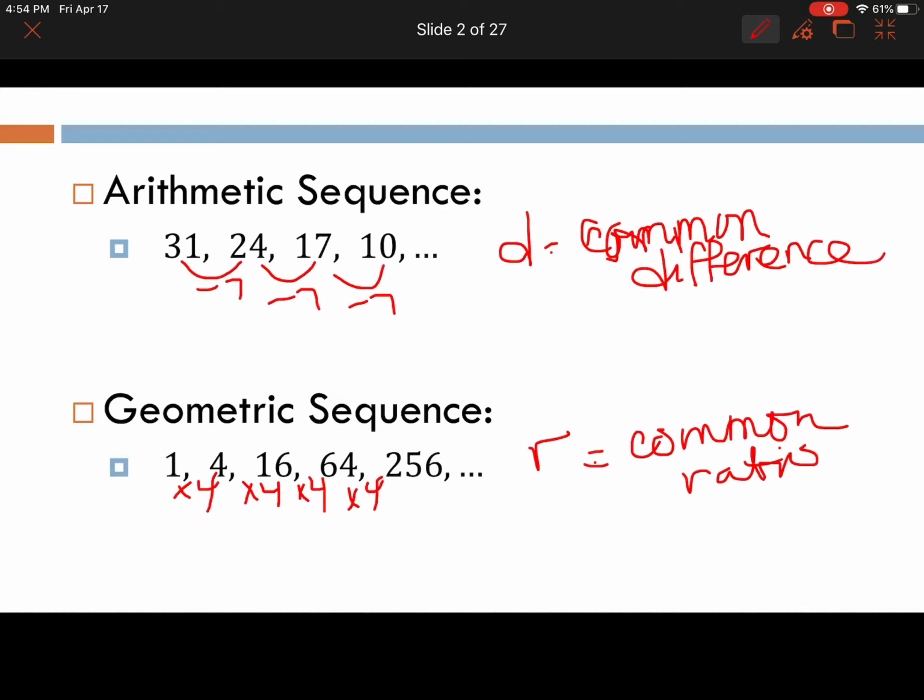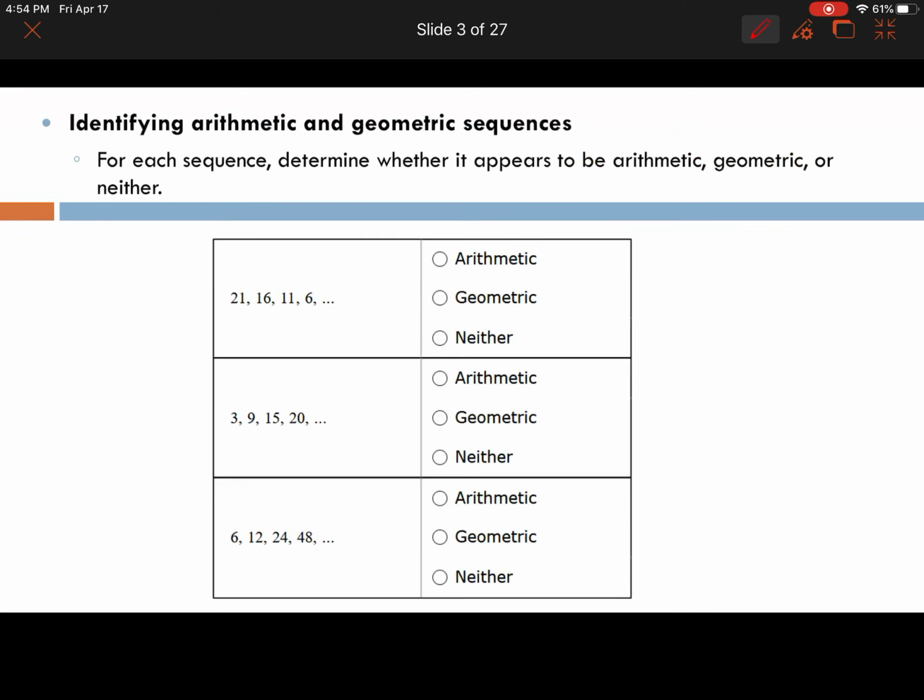So a ratio is a fraction, right? And so every time, if we look at each term and make a fraction of it divided by the previous term, that would give us our common ratio. So, for example, if we start with 16 and divide it by 4, the previous term, that would equal 4. And it's also true that if we took 256 and divided it by 64, that's going to equal 4. So any term divided by its previous term will be our common ratio.